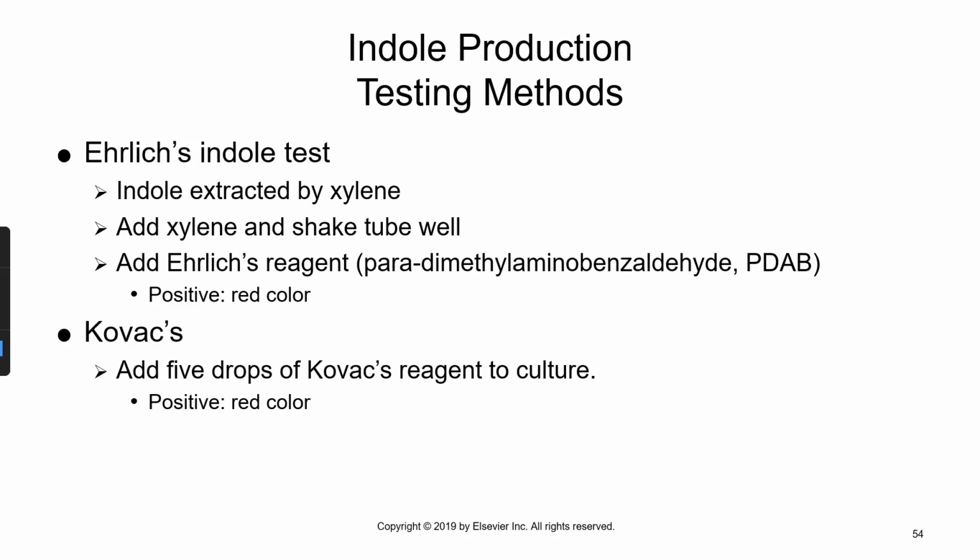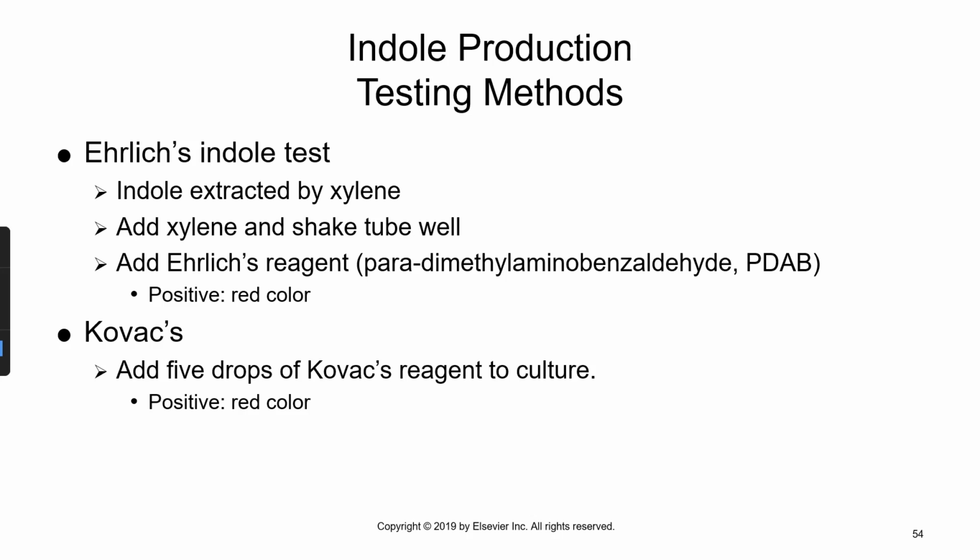There's the Ehrlich's indole test. Indole is extracted by xylene. Add xylene, shake the tube well. With Ehrlich's reagent, a positive color would be red. For Kovacs, add 5 drops of Kovacs reagent to the culture. A positive is a red color.